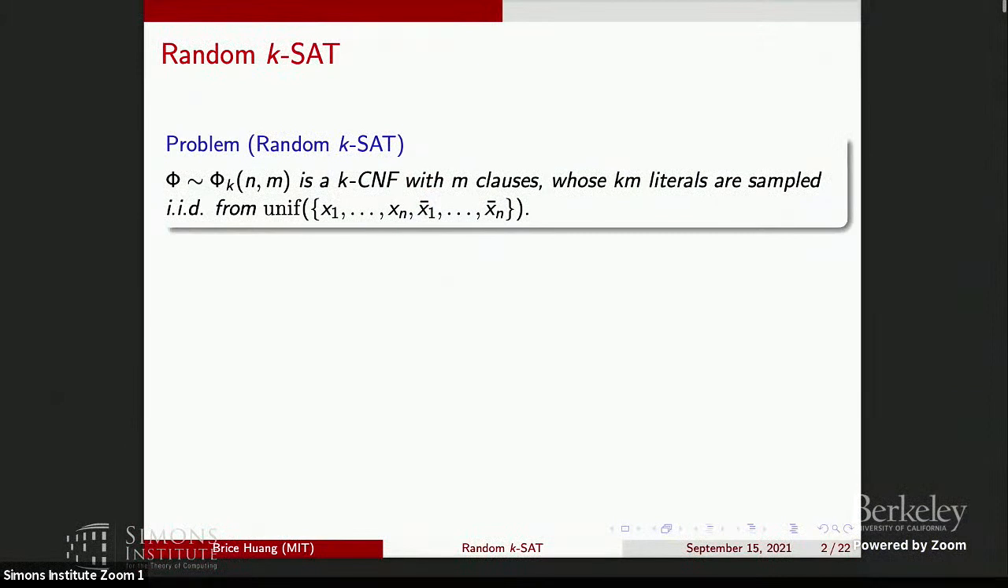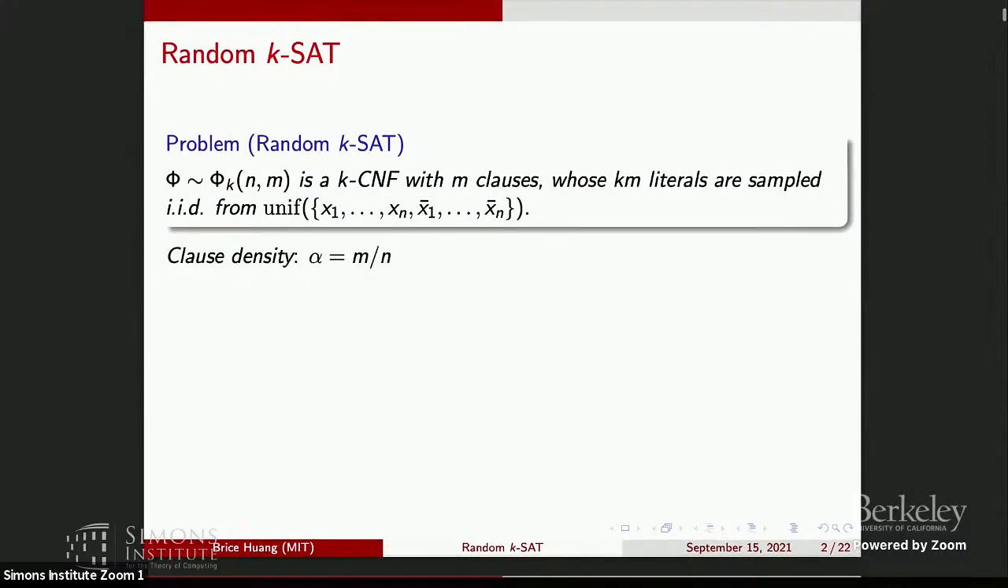So in random KSAT, we sample a KCNF with M clauses by sampling all the literals IID and uniformly from n propositional variables and their negations. This is one of the oldest studied problems in average case computational complexity. The interesting regime of this problem is when the number of clauses scales linearly with the number of variables. So it makes sense to parameterize the problem by a clause density, m over n.